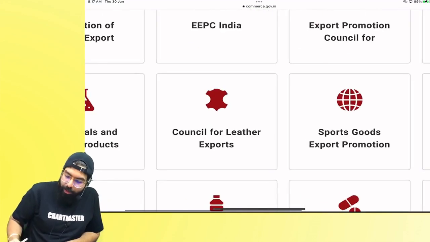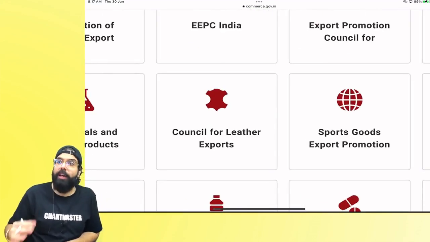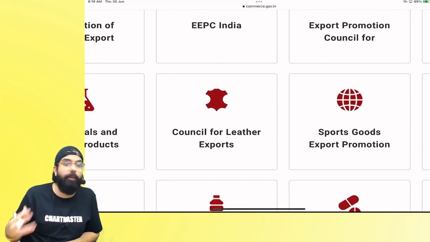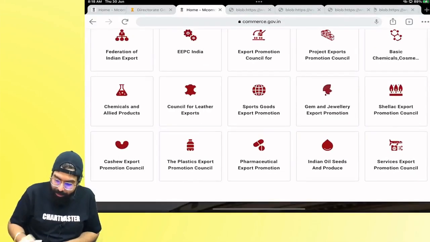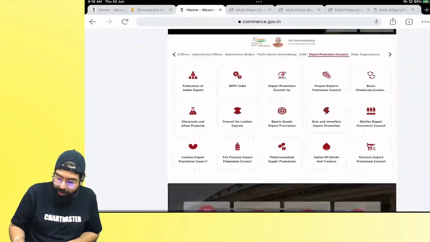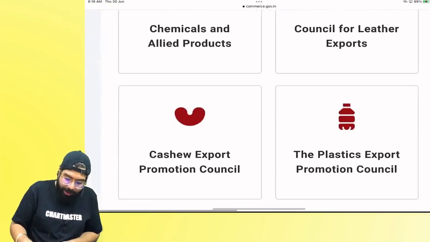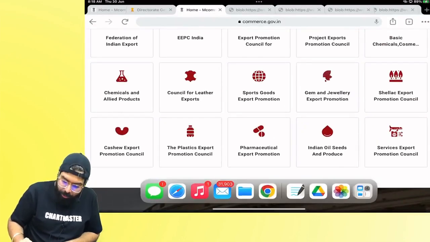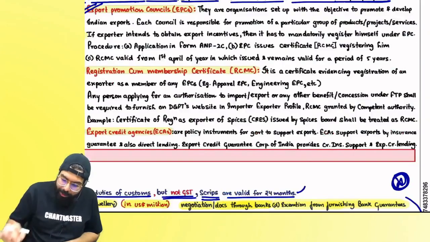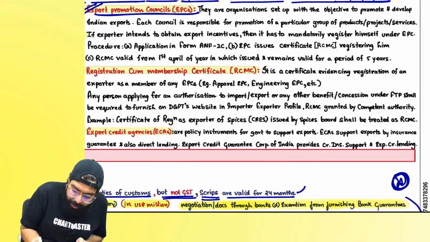These are the Export Promotion Councils. Can you see the Council of Leather? They will make sure that all the leather items are exported where the need for that leather is there. Like that, we have the Pharmaceutical Export Promotion Council, Indian Oil Seeds and Produce, and the Cashew Export Promotion Council. Like this, there are a lot of export promotion councils.